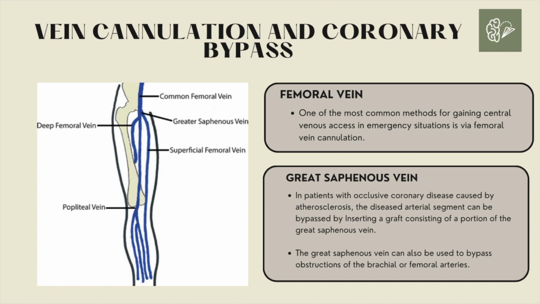Now, we all know that veins internally have valves, and those valves, if they were present, ideally are going to obstruct the blood flow. So some of you would wonder, how is that happening? How would that solve the problem of coronary bypass? What they are going to do in this situation is flip the vein inside out, making the valves lie externally, and the smooth lumen is going to lie internally. Also, the great saphenous vein could be used to bypass obstructions not only for the coronary arteries themselves, but also the brachial and the femoral arteries.